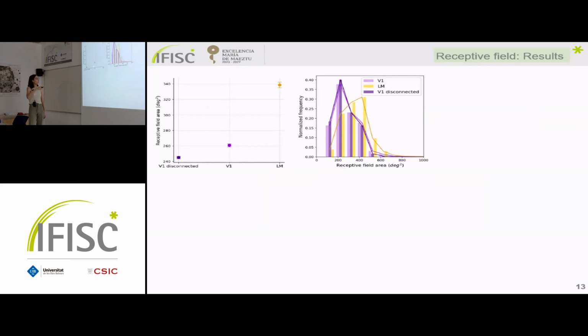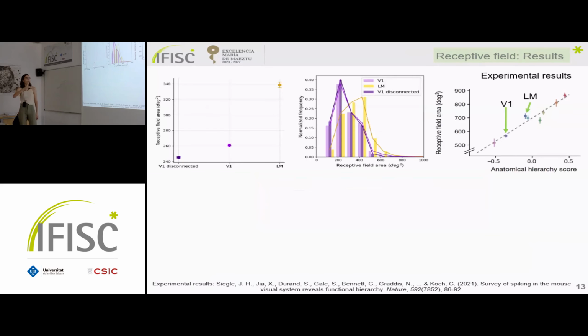These are means and errors for each area, the V1 disconnected and V1 NLM, and here the distributions, and we can compare this again to experimental results. We see that the order is again the same that we obtain in the model. However, our receptive fields are much smaller than the ones obtained in reality. This is just because the original model, from which we started to build our V1L model, was designed having smaller receptive fields than the biologically realistic ones.